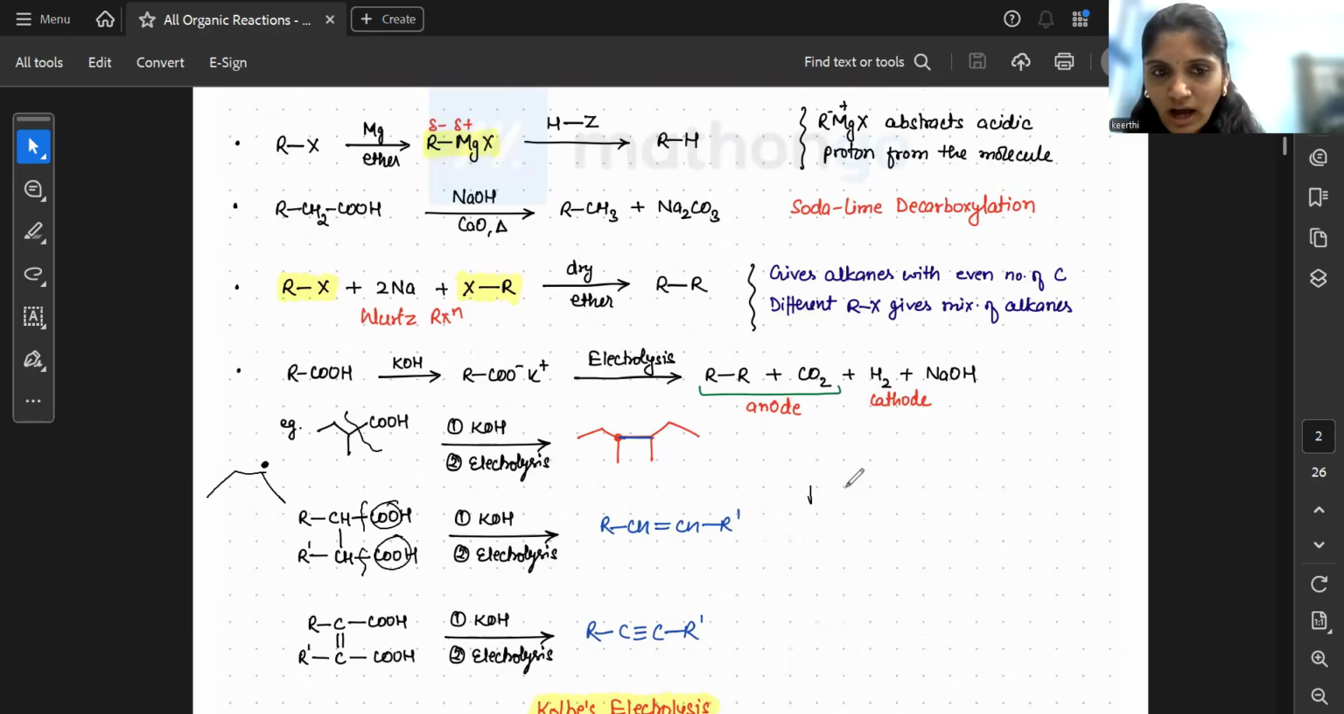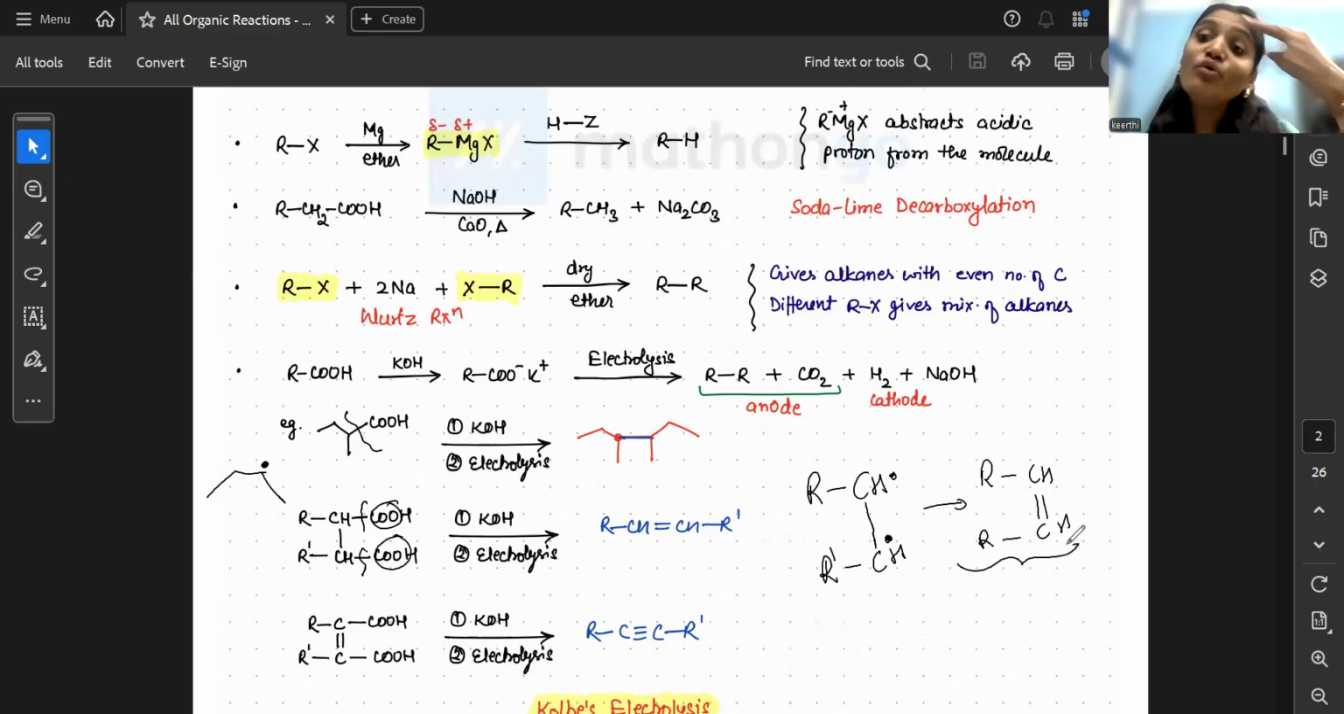Then what do I get here? R, CH, and this is R prime, CH. Because this bond has been broken, the CO2 bond with carbon has been broken, I will get a radical here, and one more radical there. These both radicals will combine. What do I get here? RCH=CHR'. You can get an alkene. Whenever you take a dicarboxylic acid and do Kolbe's electrolysis, you can get an alkene.